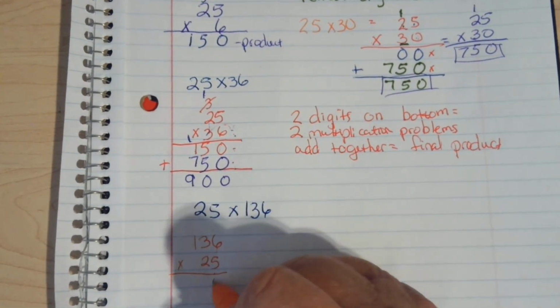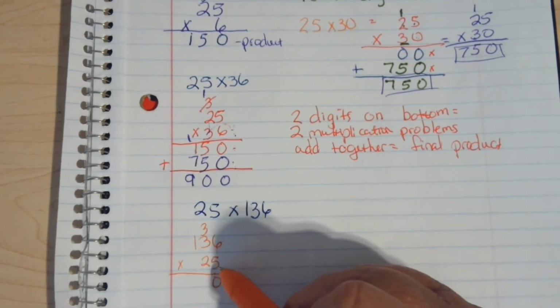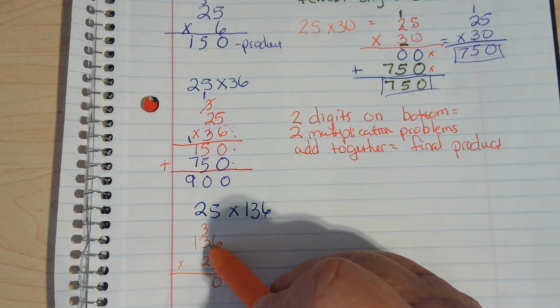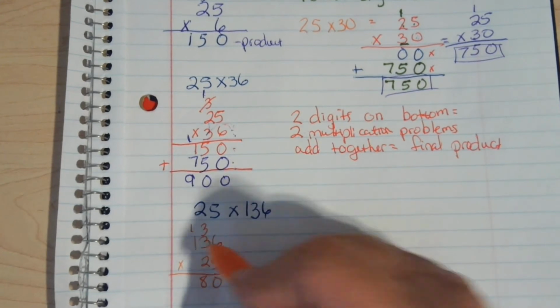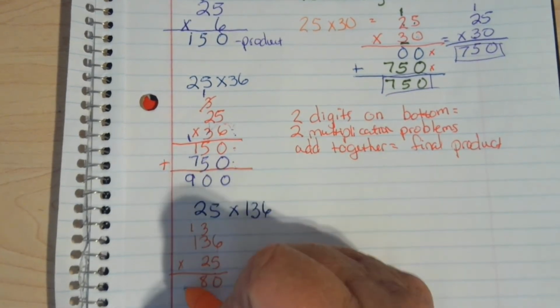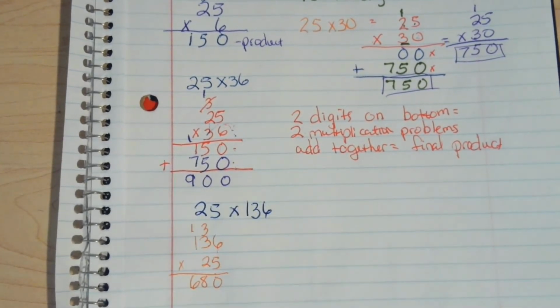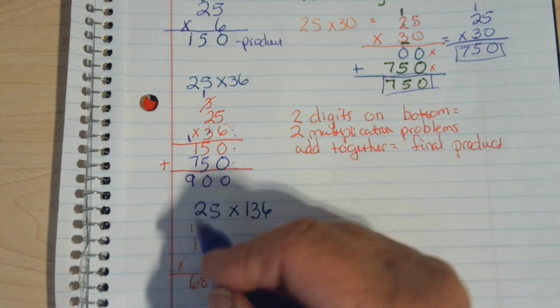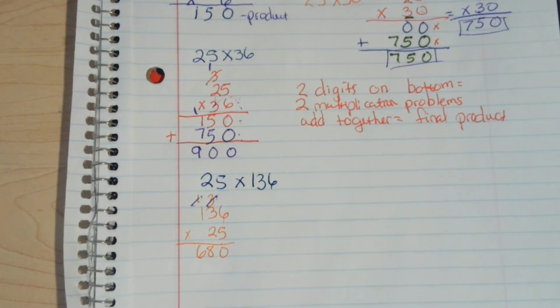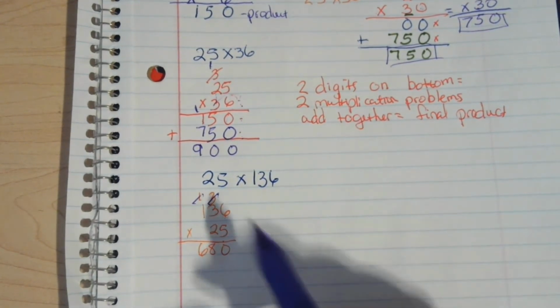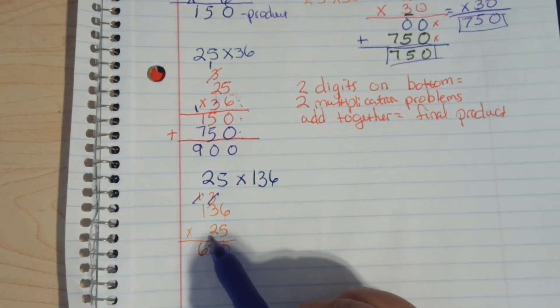5 multiplied by 6 is 30. Carry the 3. 5 multiplied by 3 is 15, 16, 17, 18. Carry the 1. 5 multiplied by 1 is 5. Add 1 more is 6. Now these numbers I've carried, I always cross out so I don't accidentally end up using them again.